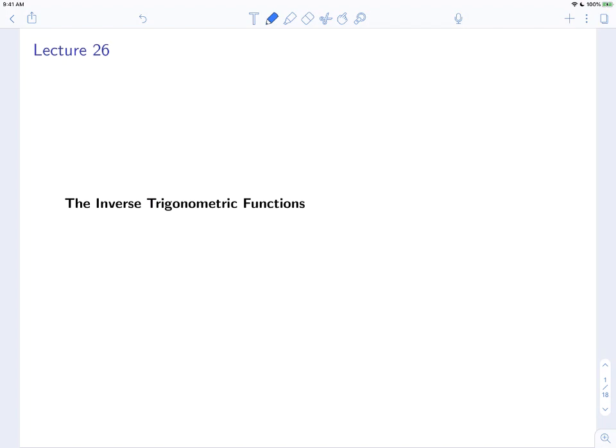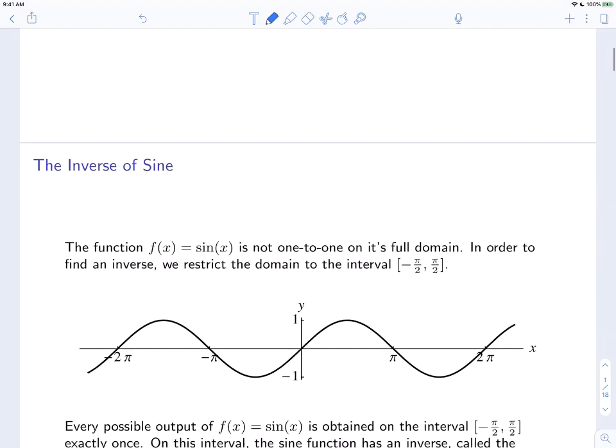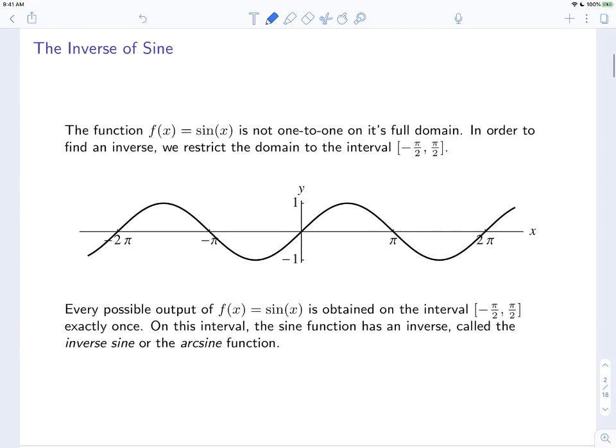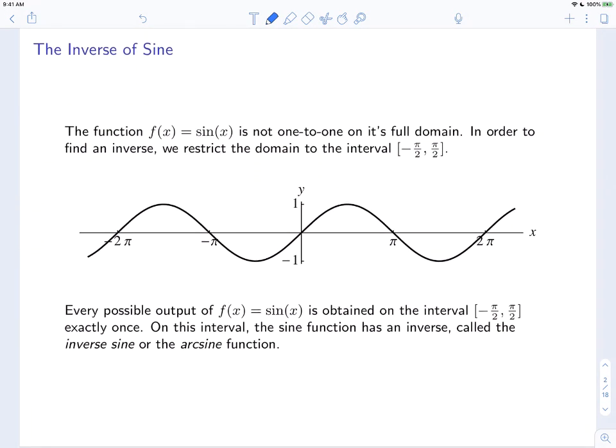In this video, we'll talk about the inverse trigonometric functions. We'll start with the inverse of sine. The function f of x equals sine of x is not a one-to-one function on its full domain, and so that means that it can't have an inverse, at least not defined on its full domain.